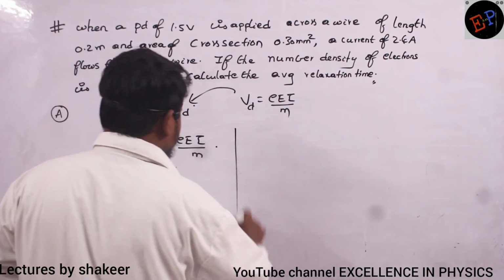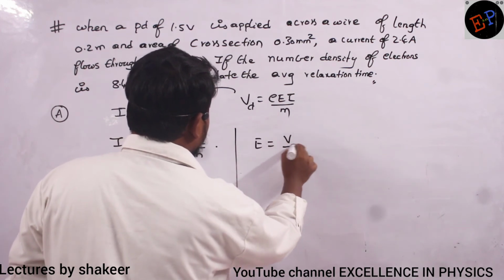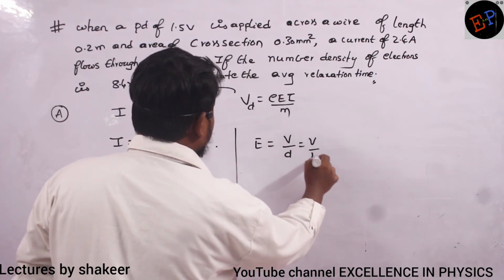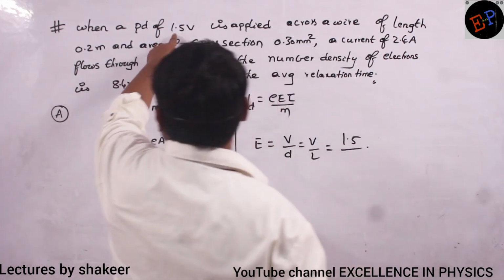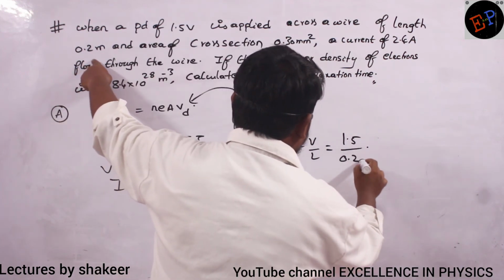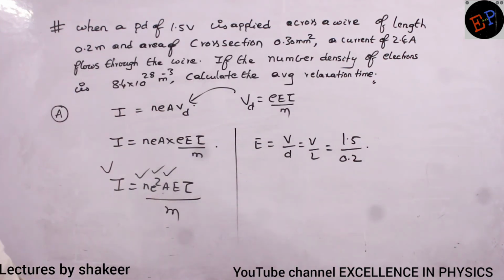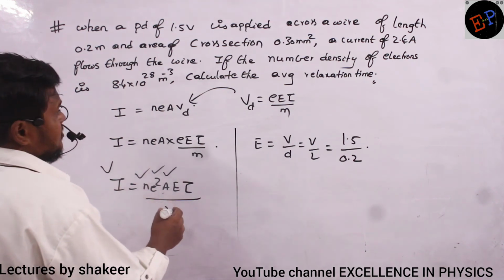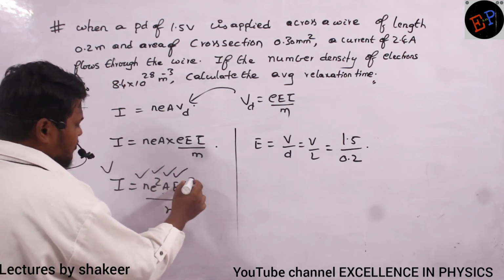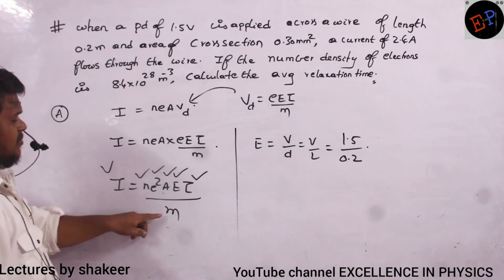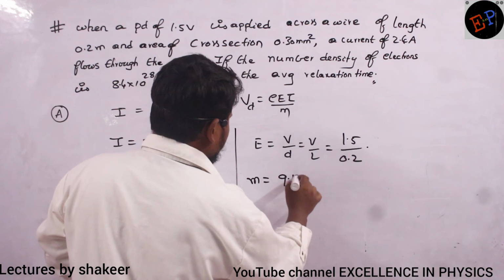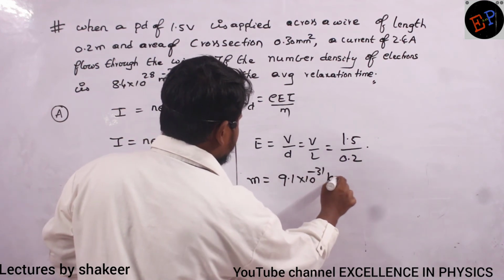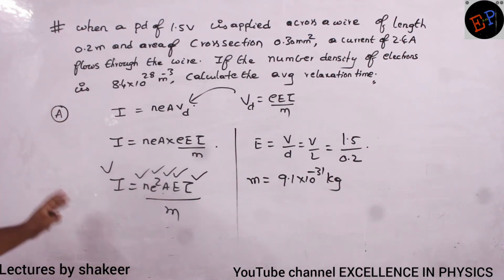Electric field is not given. How can I calculate electric field? V by L. What is the potential difference applied? 1.5. What is the length of the wire? 0.2. So you calculate this, you will get the electric field also. Next, what is he asking us to find? He is asking us to find the relaxation time. And what is meant by mass? Mass of electron, which is 9.1 into 10 power minus 31 kg. Just substitute all these values, you will get the tau value, and that is my answer.